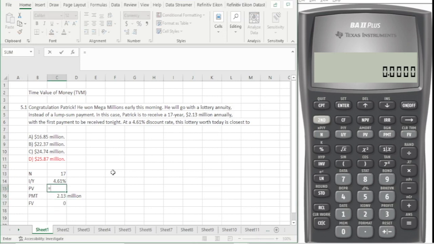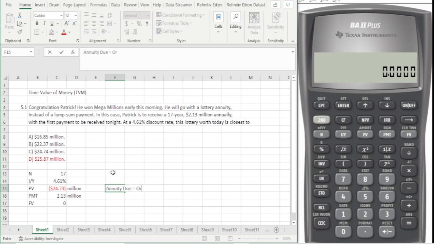Now, present value equals: interest, number of periods, payment, future value, bring 0. Present value equals 24.73. In this case, he will receive his first payment today. So this is about an annuity due.